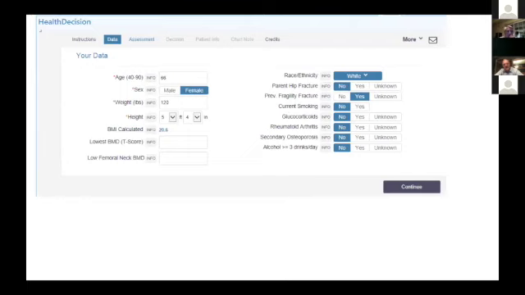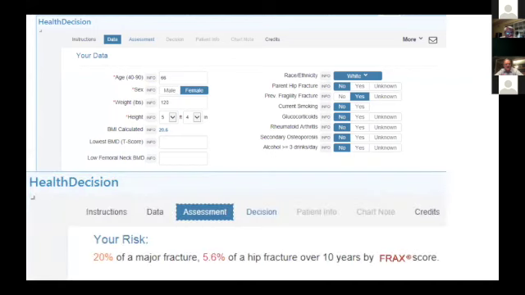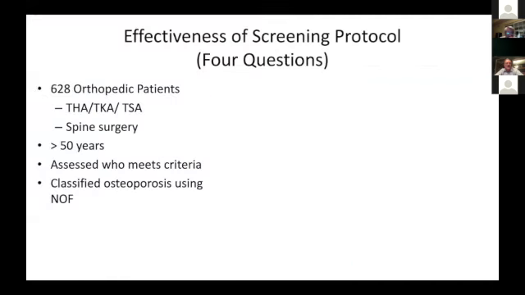Most of the information is already built in. You have to add a few clicks, and then you get your FRAX risk assessment. Well, we evaluated this screening program of these 4 questions in 628 consecutive orthopedic patients. They had hip replacements, knee replacements, shoulder replacements, as well as spine surgery. The only criterion was being over the age of 50.